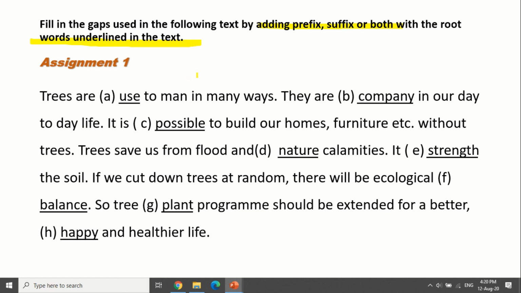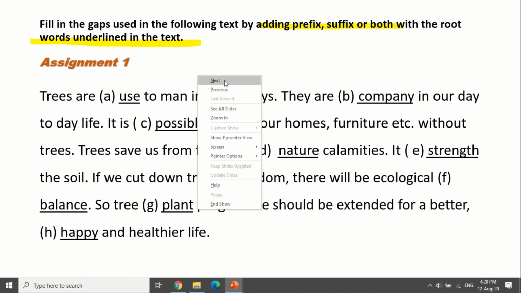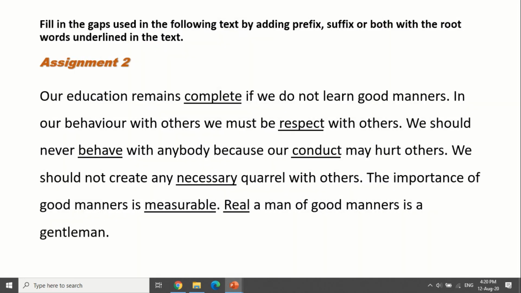So we have another assignment, assignment number 2. Let's see. So this is assignment number 2, and again I am not going to read out the text. You will pause the video and then you will write it down on your copy and then you will do the assignment. So this is all about our exercises and assignments, and in the next class we will learn something new.